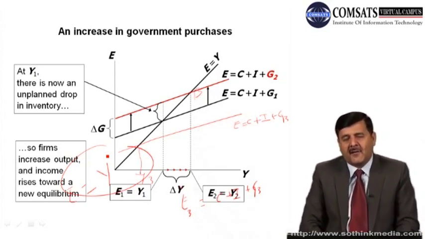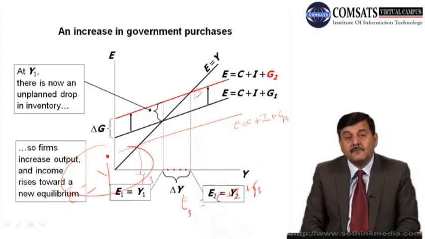You can change either consumption, investment or government spending, and that can affect the level of income and expenditure in the economy. Now we are just discussing one case, that whenever there is a change in government expenditure, whether upward or downward, there will be a change in the equilibrium and the level of income and expenditure in the economy.